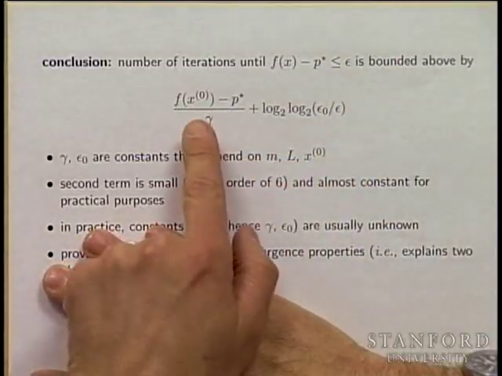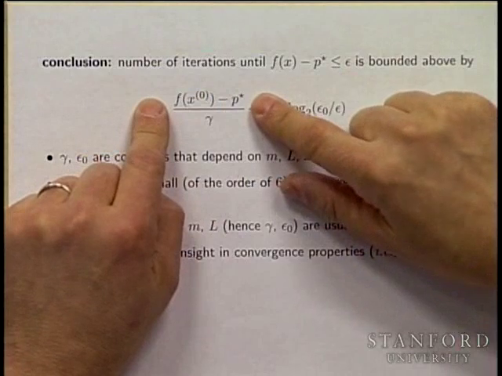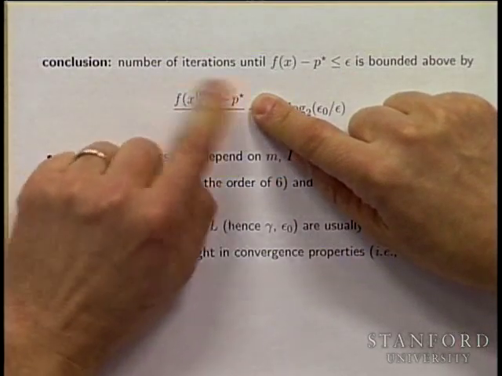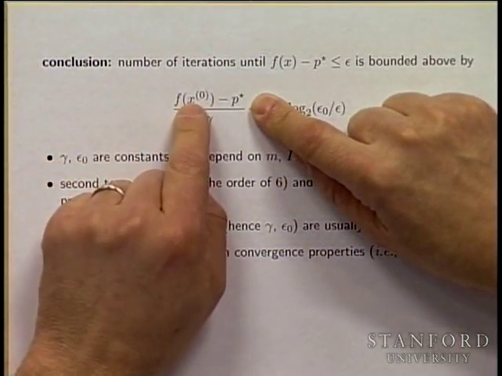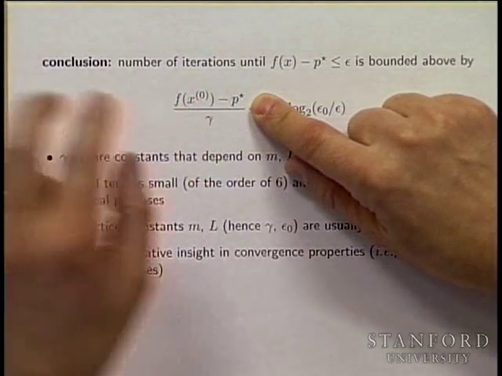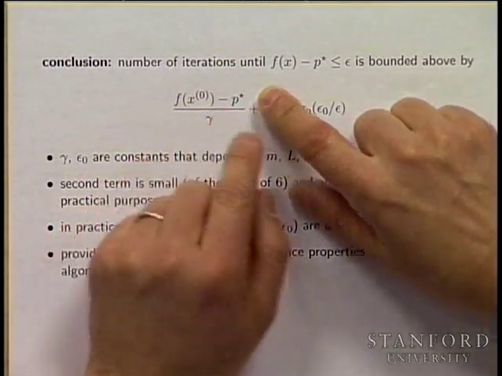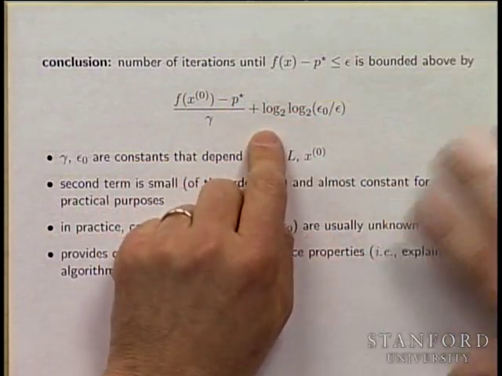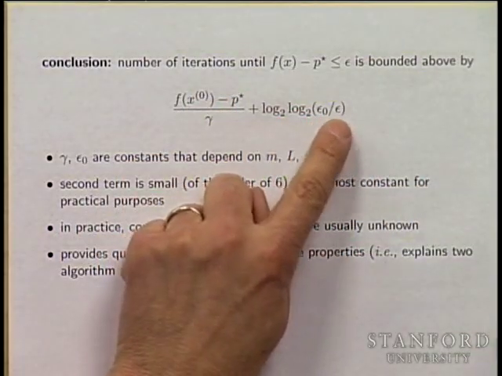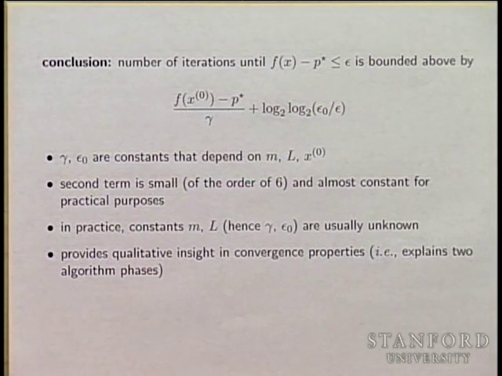It says that the number of iterations until you get less than epsilon is less than this. That's the initial phase, and it depends on how suboptimal your initial point is. And then there's the second term. This is the quadratic term. This is log epsilon 0 over epsilon. Epsilon 0 is just a constant. So this is it. Now let me explain a little bit.